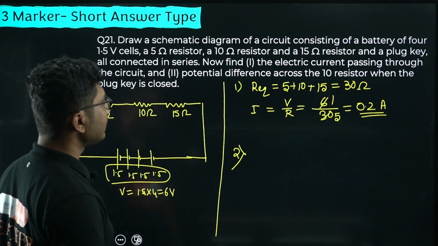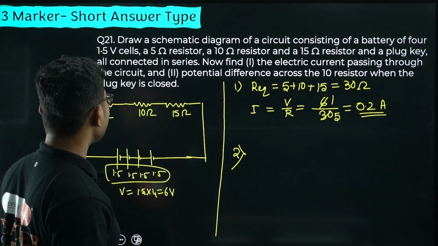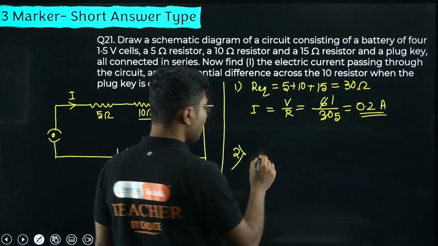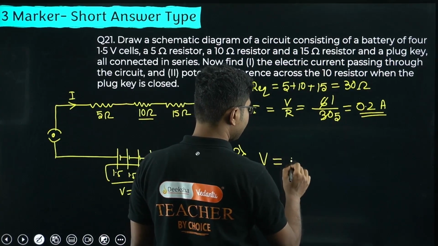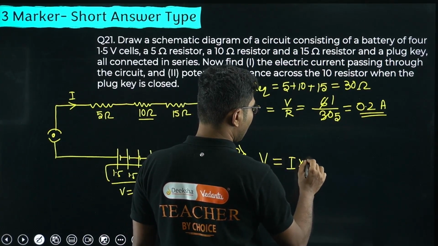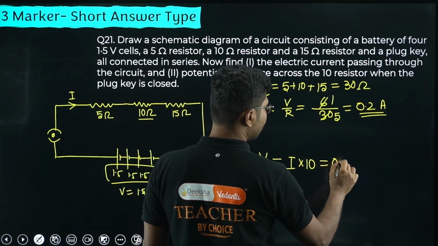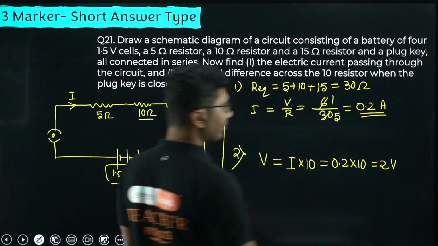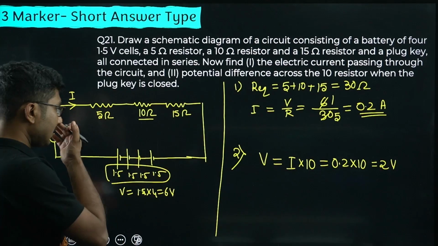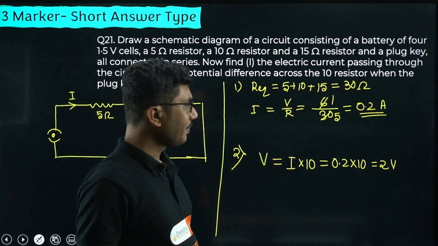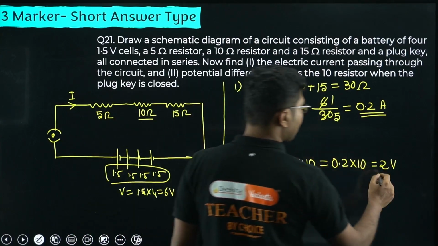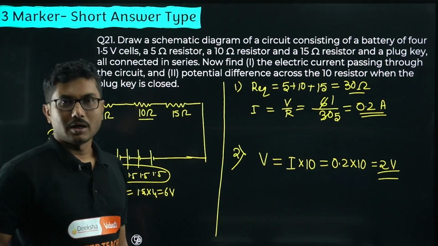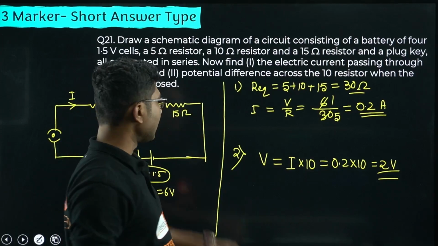Now part 2. What is part 2? Potential difference across the 10 ohm resistor when the plug key is closed. So the potential difference across the 10 ohm resistor is I times 10. So I is 0.2 times 10, that is 2 volt. Okay, so this is the answer for this question, right? 0.2 ampere, 2 volt and 30 ohm, and this circuit diagram. Okay, this is the problem. So all these are connected in series.